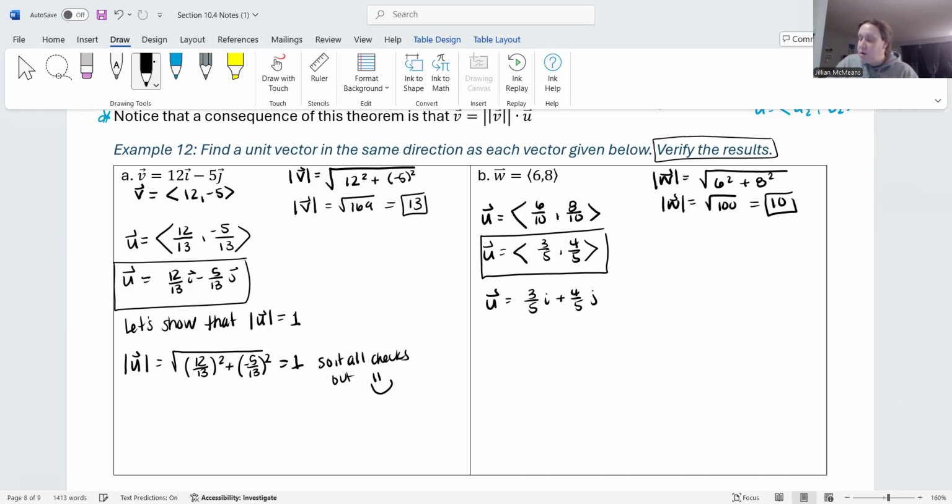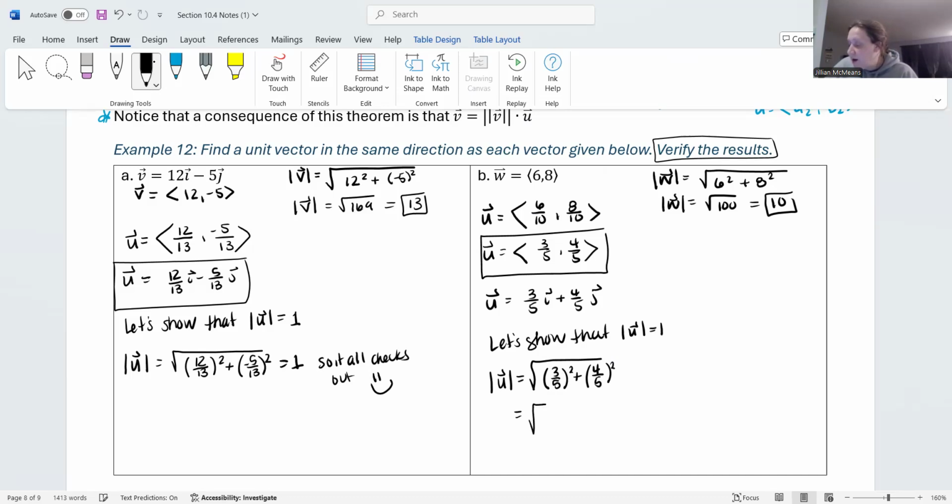But we definitely want to double check this. We want to verify our results. We want to prove to our reader, hey, this is legitimately it. This is a unit vector in the same direction as w. So let's show that the magnitude of u really does equal 1, just like we did in the previous example. So the magnitude of u, we're going to take the square root of the A component squared plus the B component squared. And this one I will write out because this one's not going to be quite so messy like the last one. Well, the last one wouldn't have been that messy. It was just bigger numbers.